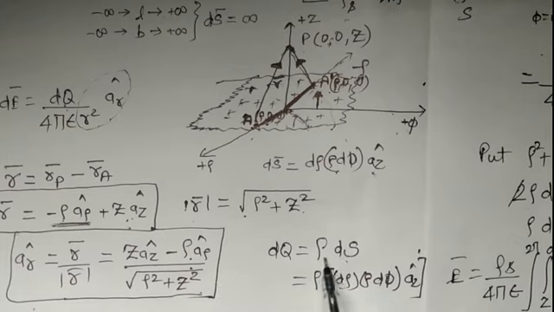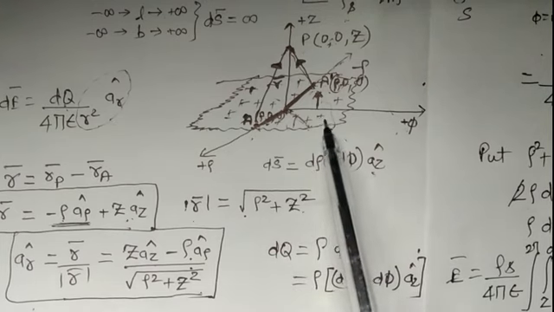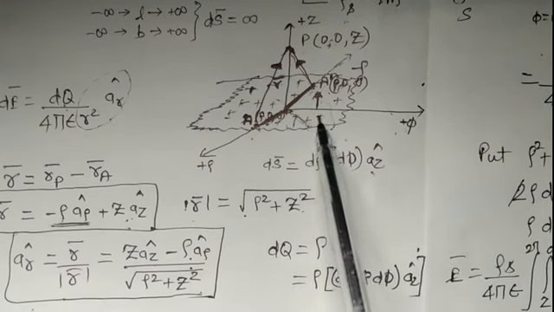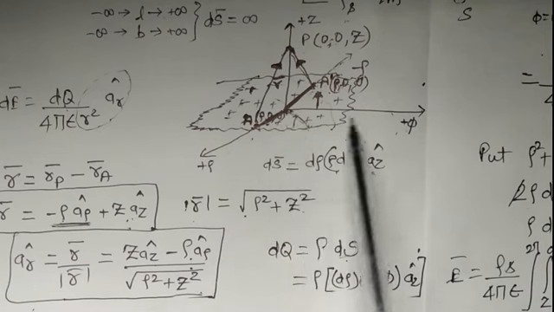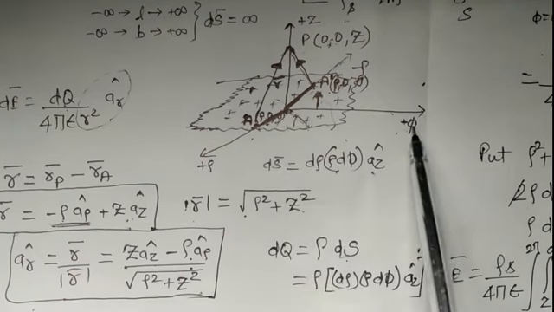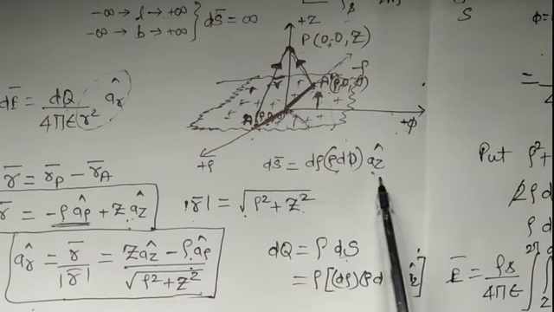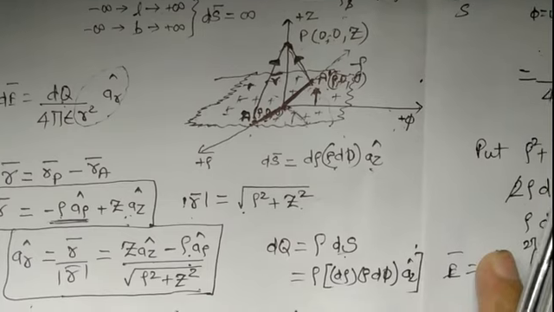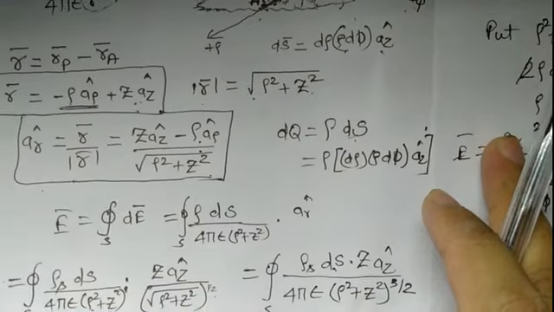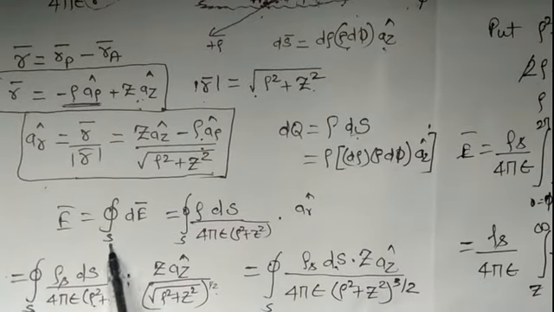We had calculated the value of dq also, which is equal to rho into ds. Now this ds is the differential surface area of the sheet charge. Since the sheet is in the rho phi plane, az cap will be perpendicular to the sheet or differential surface, and that's why it is az cap. Then we had calculated the value of capital E, which is the surface integral of dE bar.